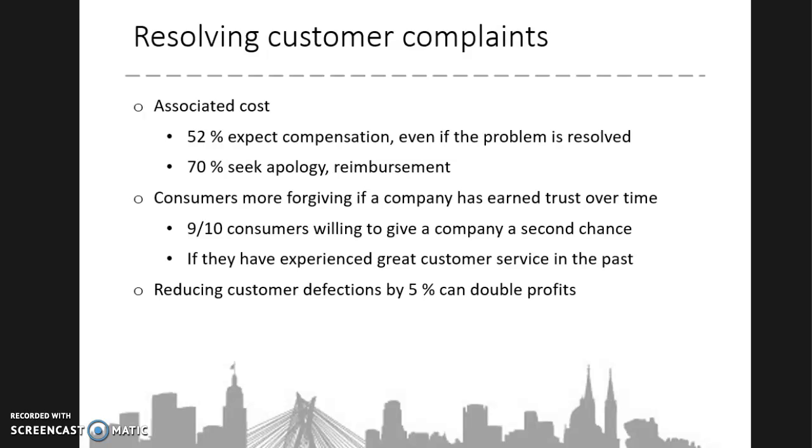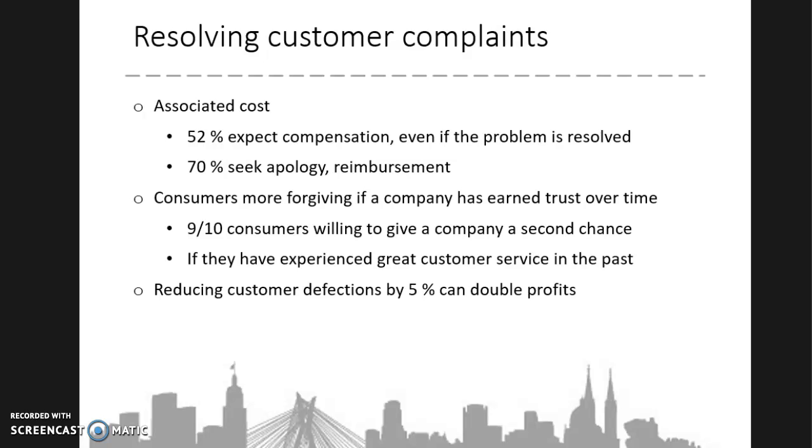Resolving the customer complaint is a big part of customer service. So the associated cost: 52% of people that make a complaint are expecting compensation, even if the problem is resolved. 70% are seeking an apology or reimbursement. So, interesting statistics there, that not everybody that makes a complaint is expecting reimbursement. They just want an apology or something else, depending on the situation.